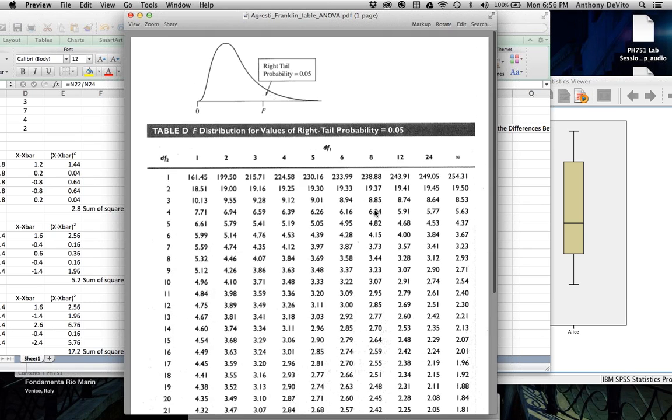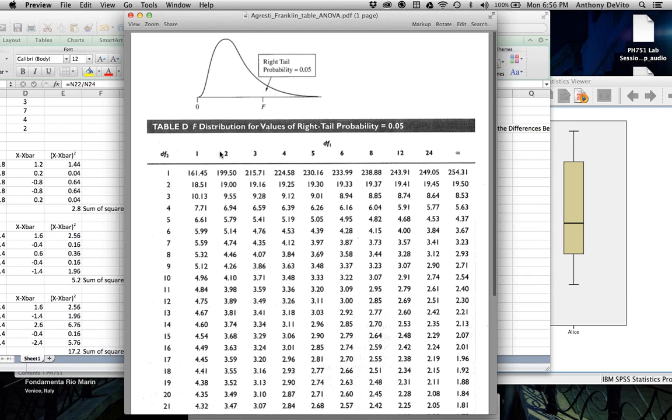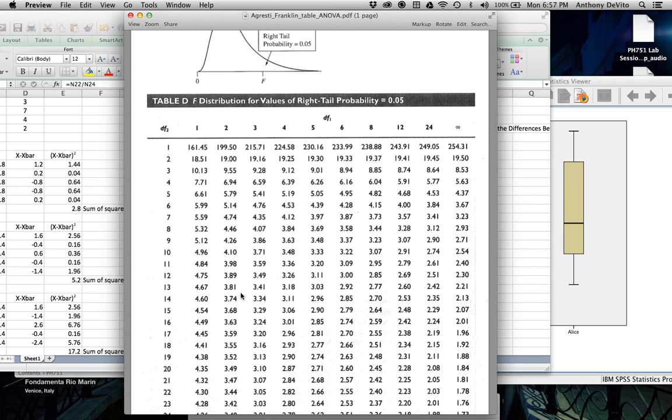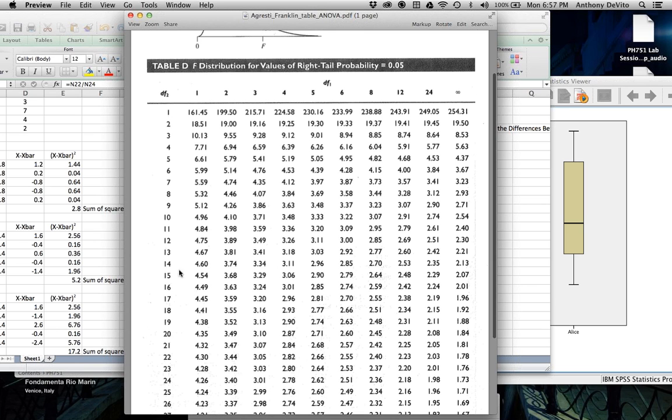So now you'll notice that we have degrees of freedom listed here in rows and columns. The columns represent the number of degrees of freedom between the means. What was that? That was 2. So we're going to be looking down this second column. Had we had 4 groups, we would have been looking down the third column. Okay, and what about the degrees of freedom within the groups? That was 12, if I recall correctly.